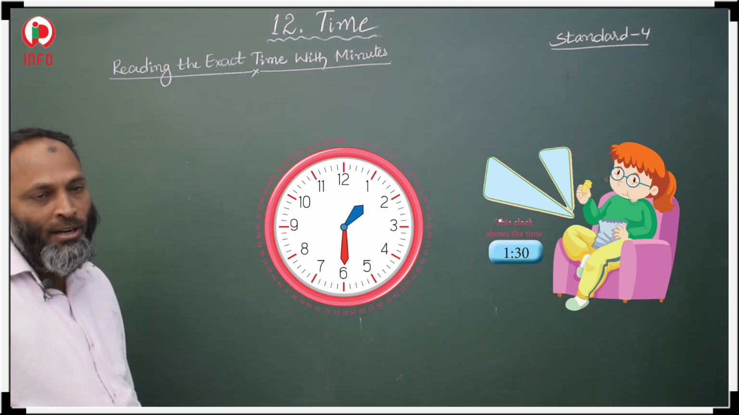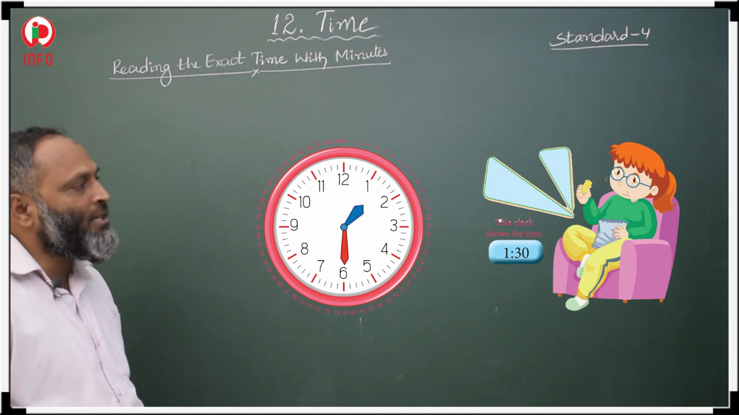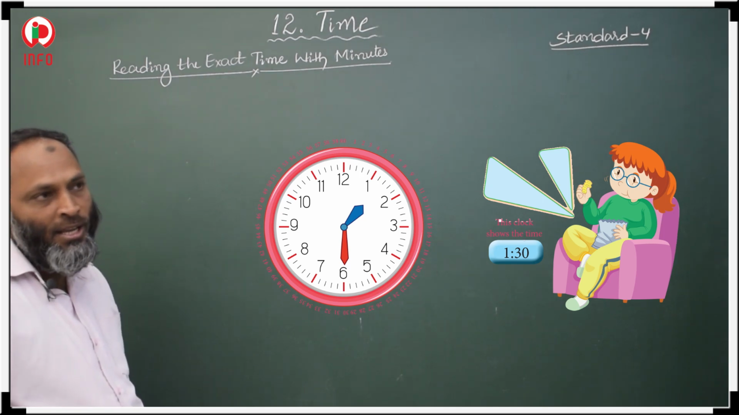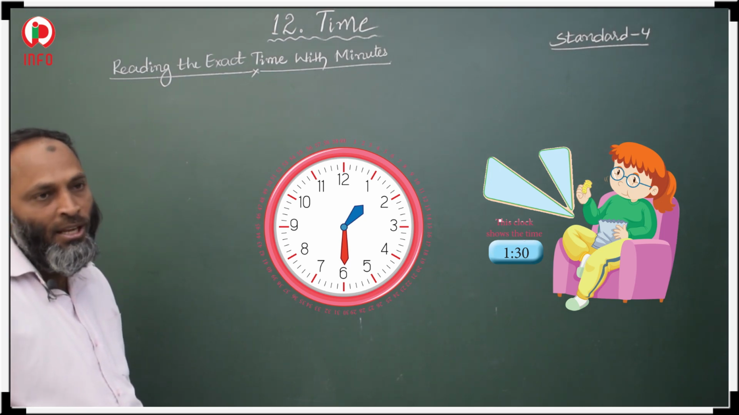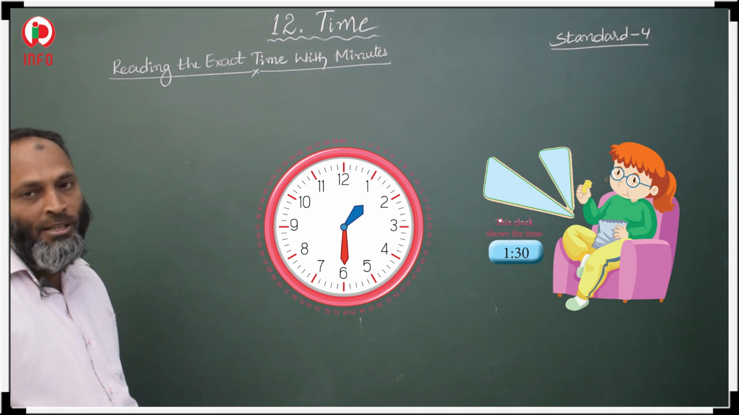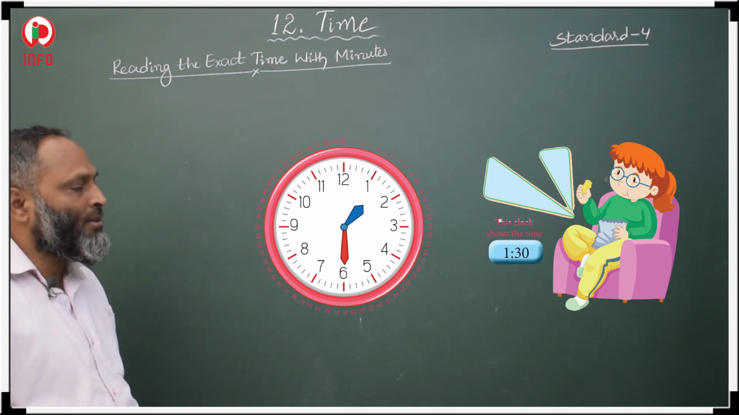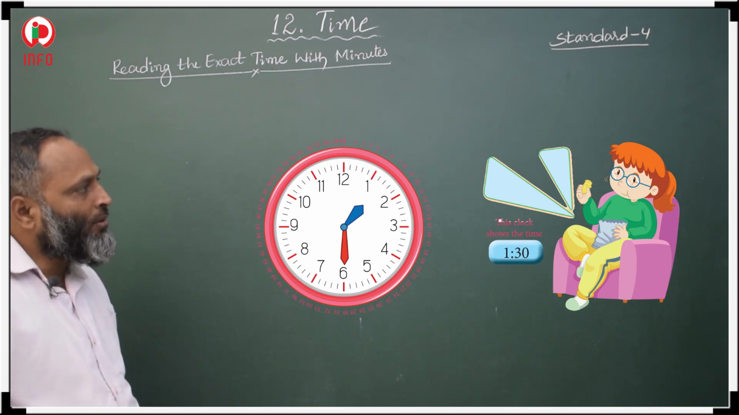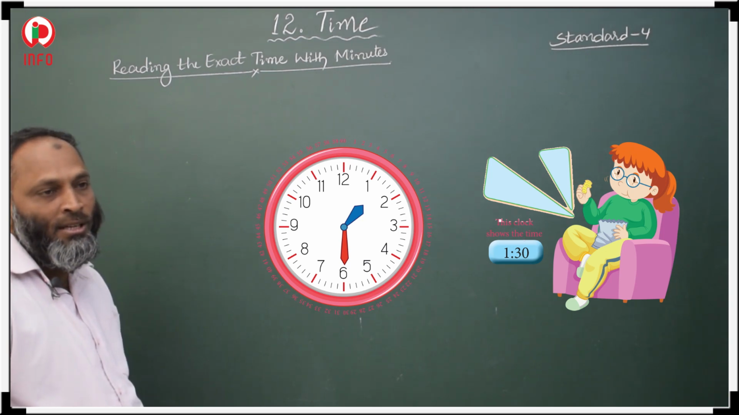5 minutes are there from 7 to 8. How many minutes are there from 10 to 11? 5 minutes are there. So between every two consecutive numbers on a clock, there is a 5-minute gap. In that way, how many minutes are there in total on a clock? 60 minutes. In 1 hour, how many minutes are there?